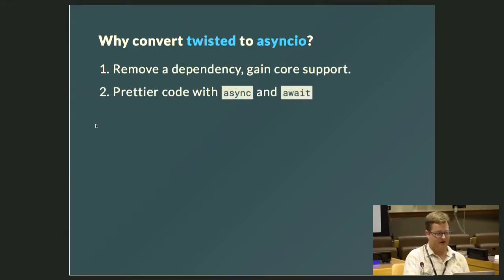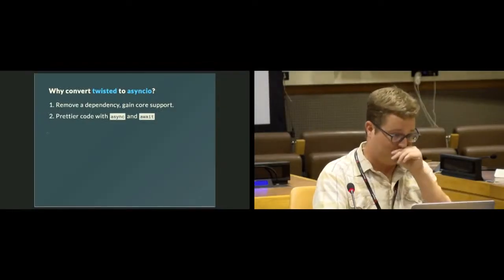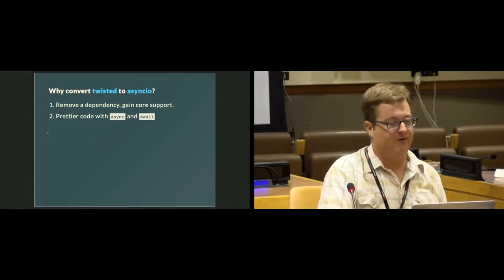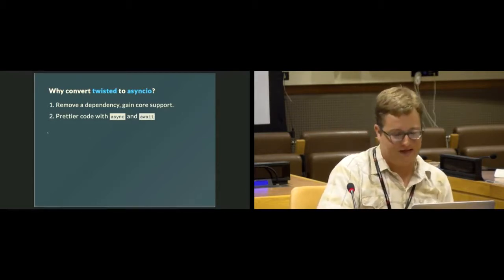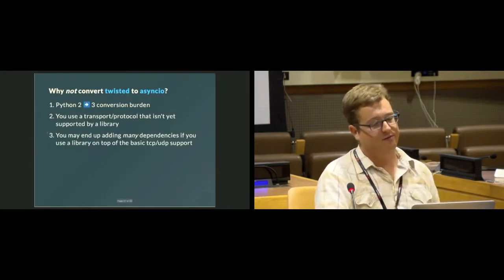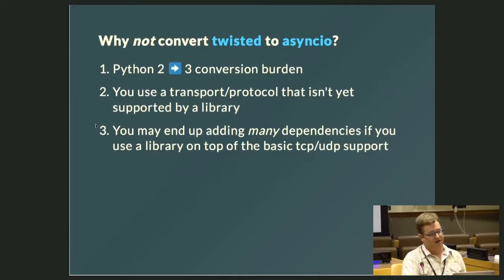So why convert Twisted to asyncio, for the handful of folks in here who are thinking about that? Well, one is that you get to remove a dependency, and then you gain core support. And then also, I think the code is prettier and smaller with async and await. I think that does definitely add quite a bit of help to maintainability. Now, there are some reasons why you probably shouldn't do that.